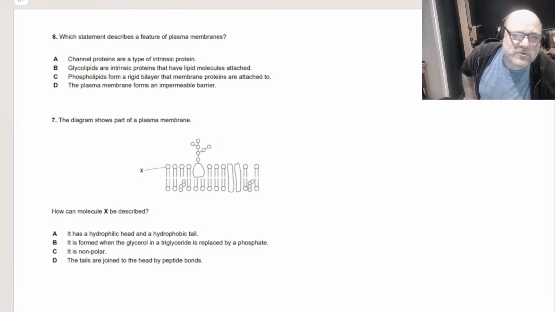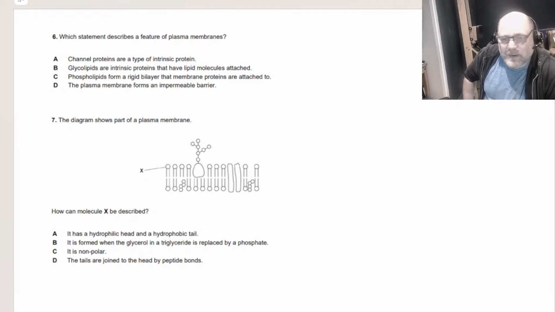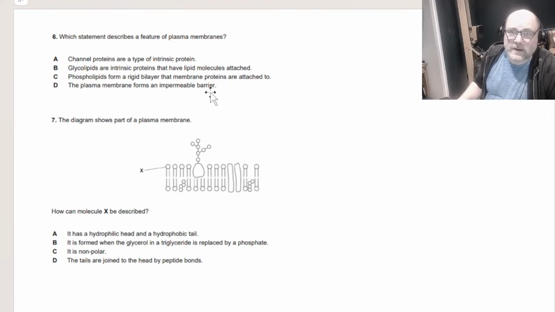So which statement describes a feature of plasma membranes? Channel proteins are a type of intrinsic protein. That sounds pretty good. Glycoproteins are intrinsic proteins that have lipid. See, that doesn't make sense, does it, B? If you're glycolipid, you're not a protein. So that's wrong. Phospholipids form a rigid bilayer. No, it's fluid, hence the name fluid mosaic. The plasma membrane forms an impermeable barrier. No, it's permeable. All parts of it are permeable to something or another. So yes, the answer is A for the first one.